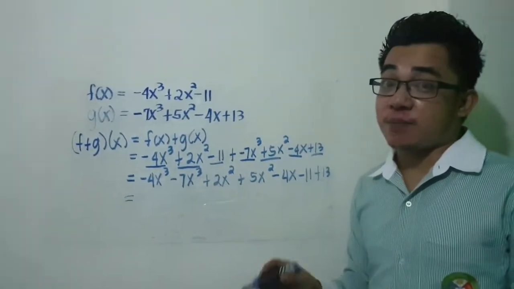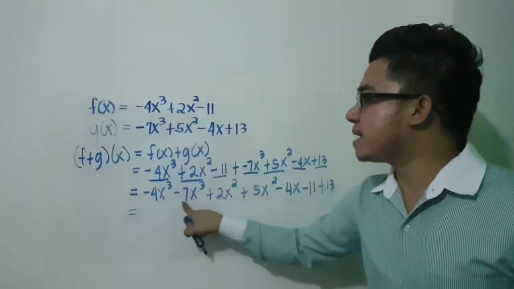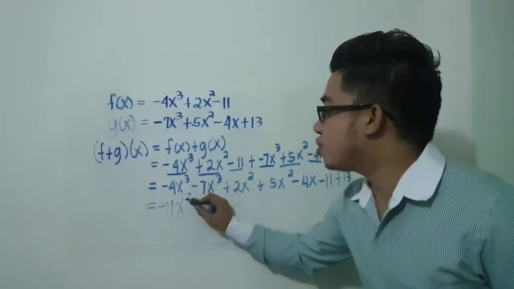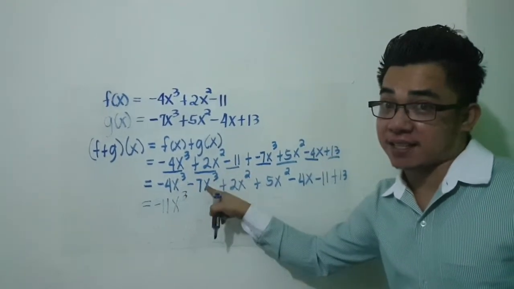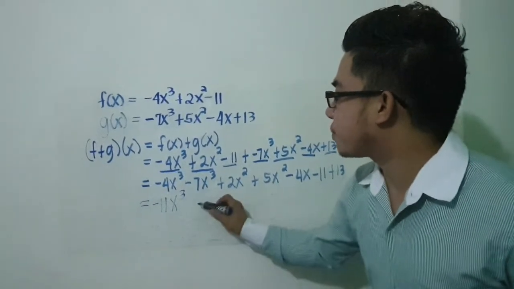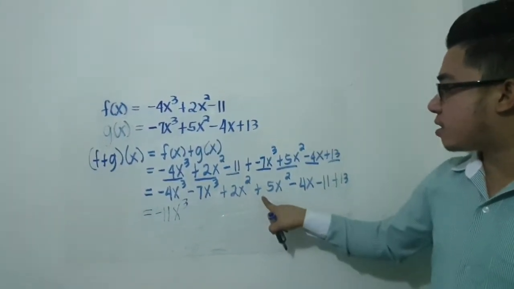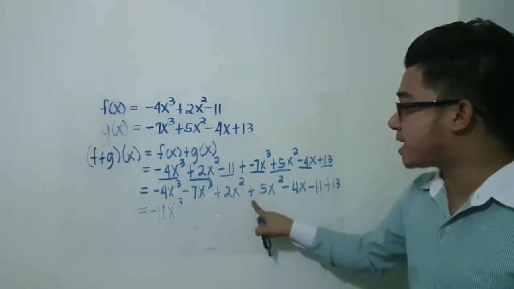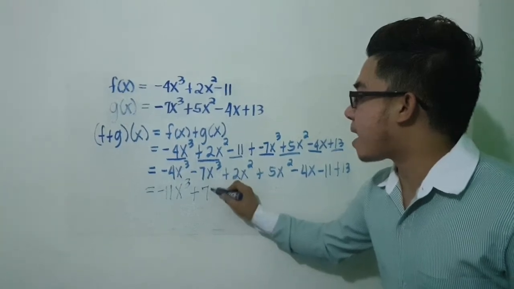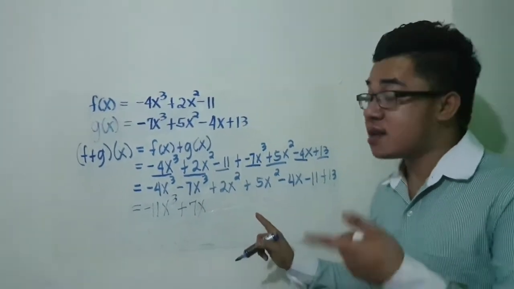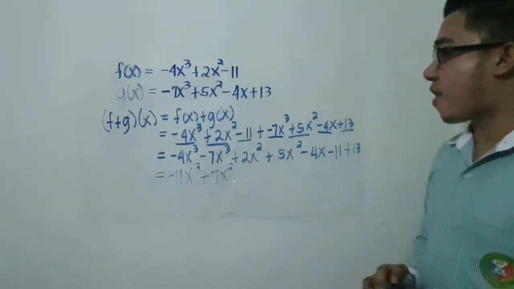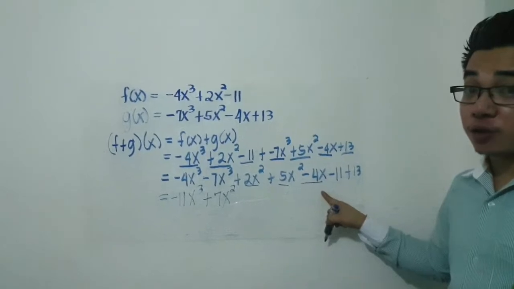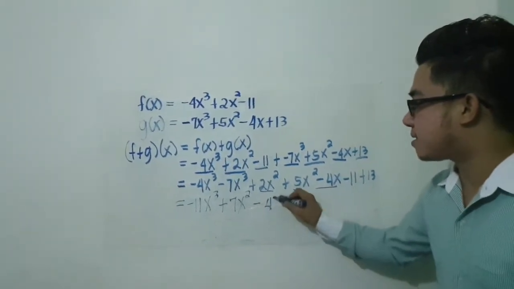Both of them are negative, so we are going to add. 4 plus 7 is equal to 11. The sign is negative because you are just going to copy the given sign and copy the like term. Then, positive 2x squared and positive 5x squared, both of them are positive, so we have 2 plus 5, we have positive 7. Just copy the given sign and the given variable. So we have negative 4x doesn't have any like term, so just copy as is.